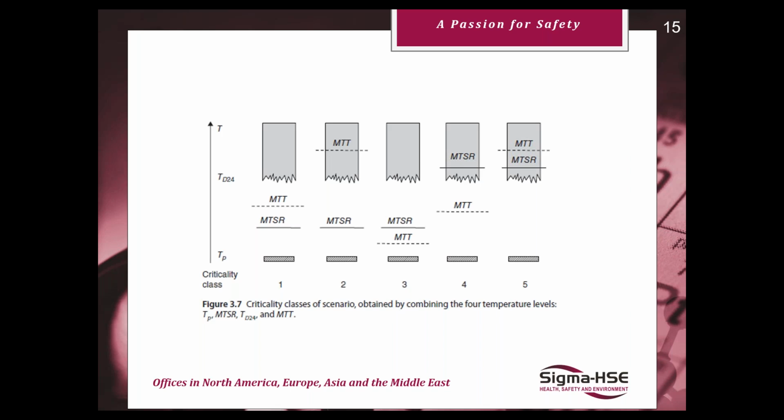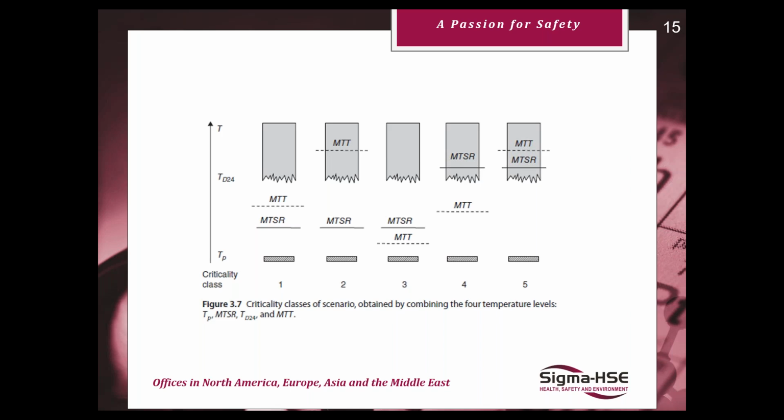Criticality class 1 is very low risk. Your desired reaction is not going to get you to a temperature at which your decomposition may occur, and it is also below even the boiling point of your solvent at the MTT, so you're not even going to get vapor generation at this point, or extreme vapor generation.